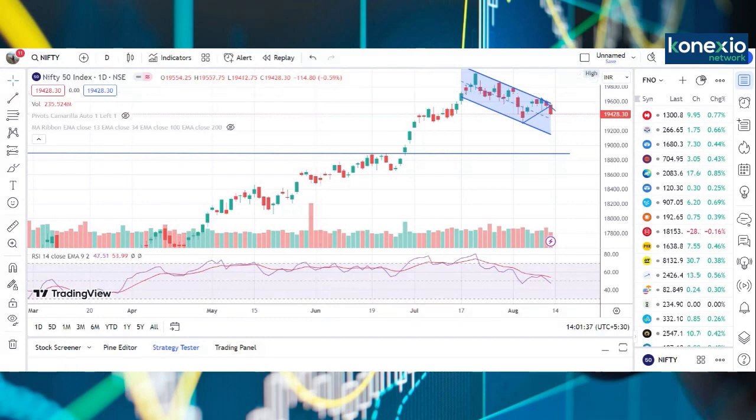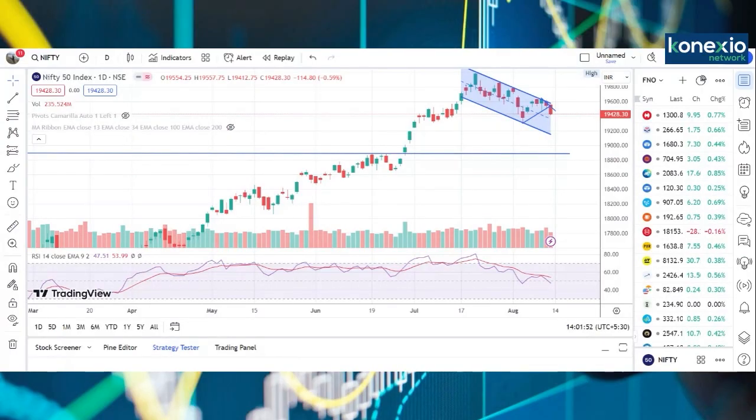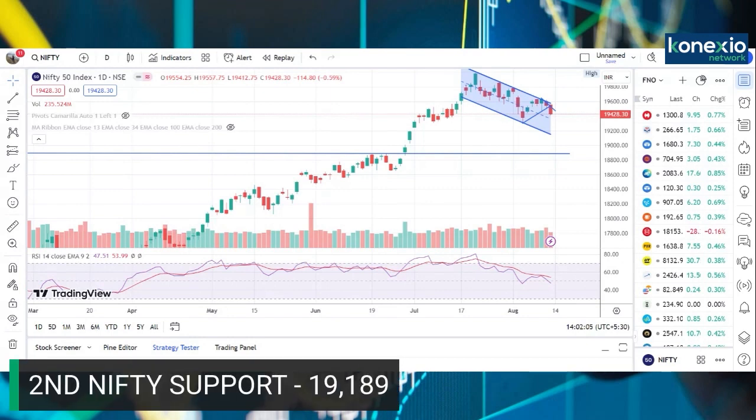So now friends, let us discuss the important support and resistance levels in Nifty for the next week. You will see the Nifty first support on the screen. The first support is at 19,296. Below that, the second support is placed at 19,189, and the third support is placed at 19,024. These are the important supports.